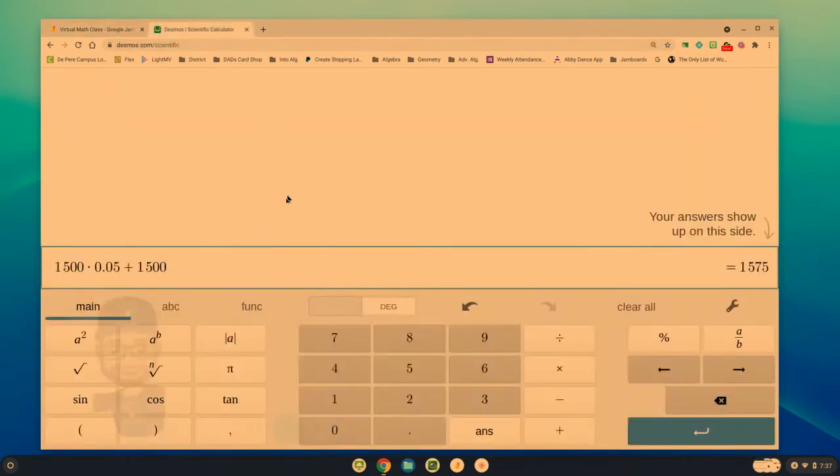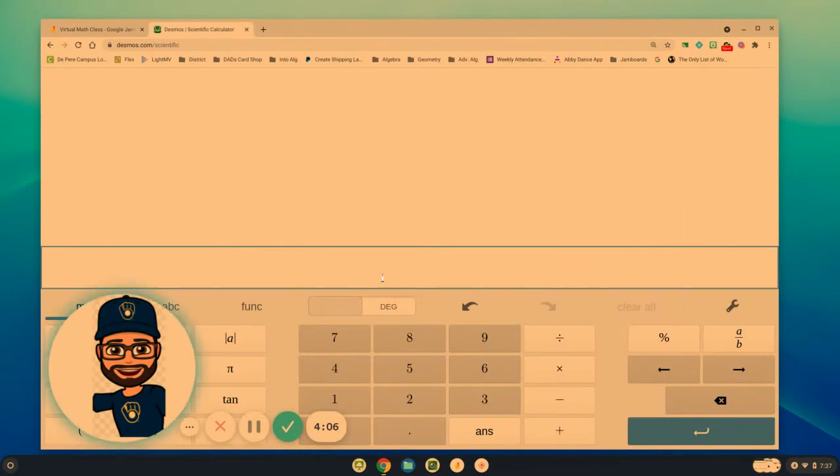I can go over again to Desmos and clear all of that up. 1,500 times 1 plus my rate, to the power of 5. And you can see, we rounded to the nearest penny, $1,914.42.